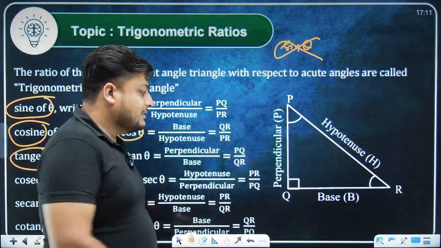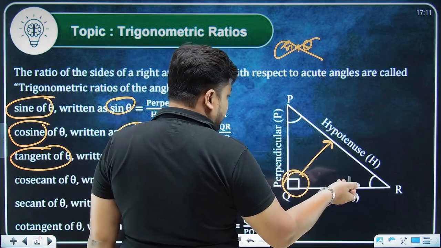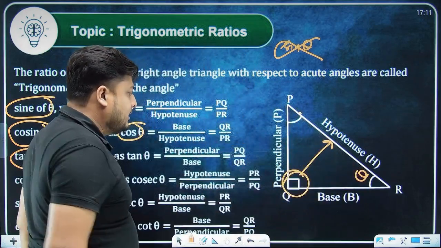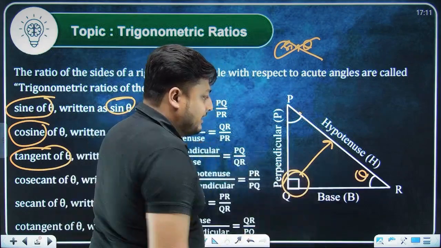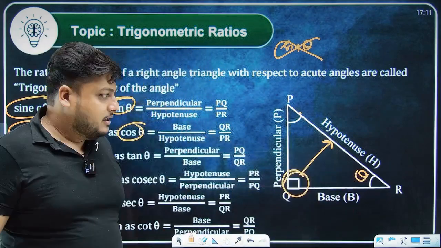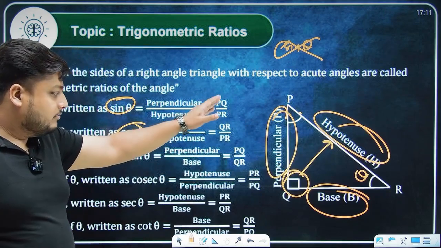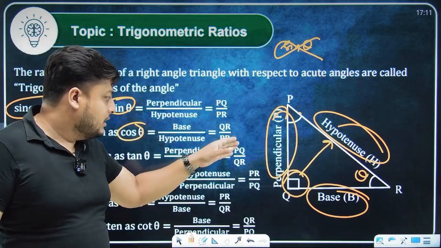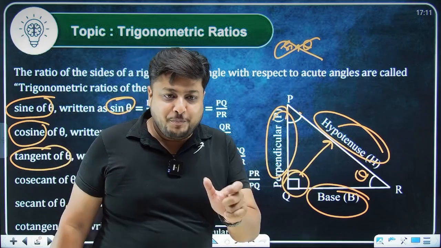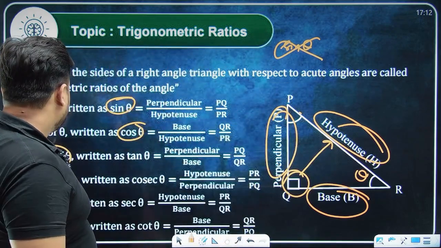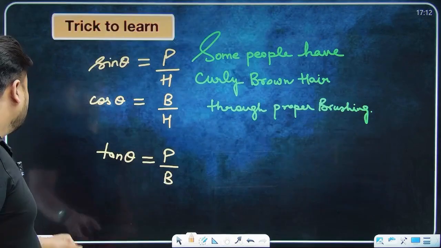So in this figure you can see this is the right triangle, with the hypotenuse opposite the right angle. And we can write theta anywhere here. So if I write theta at R only, the considered angle is at R. So this is our perpendicular, this is the hypotenuse, and this is the base. Accordingly, here PQ upon PR, QR upon PR, PQ upon QR, PR upon PQ, and so on. Now I will teach you one super amazing trick to remember these.